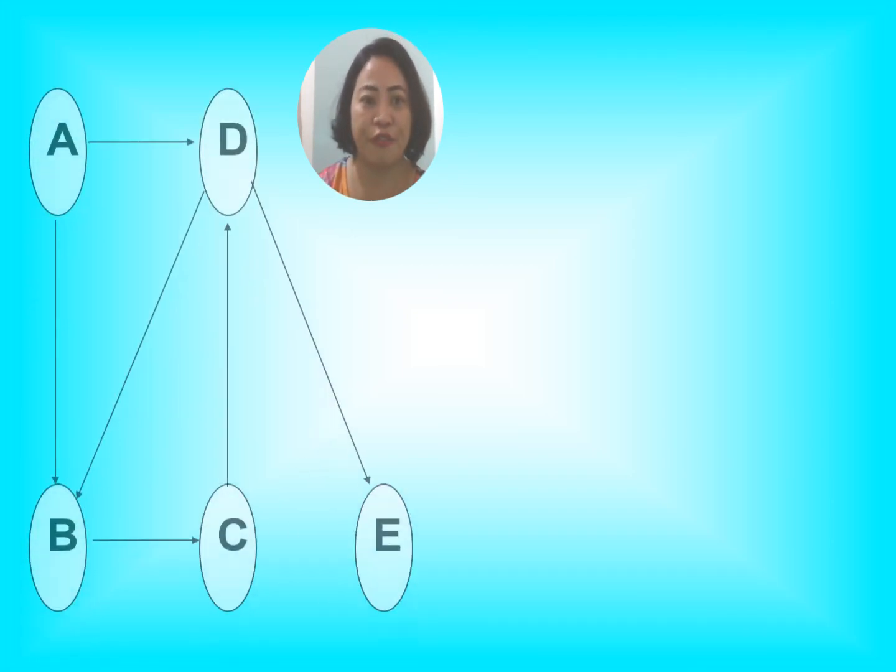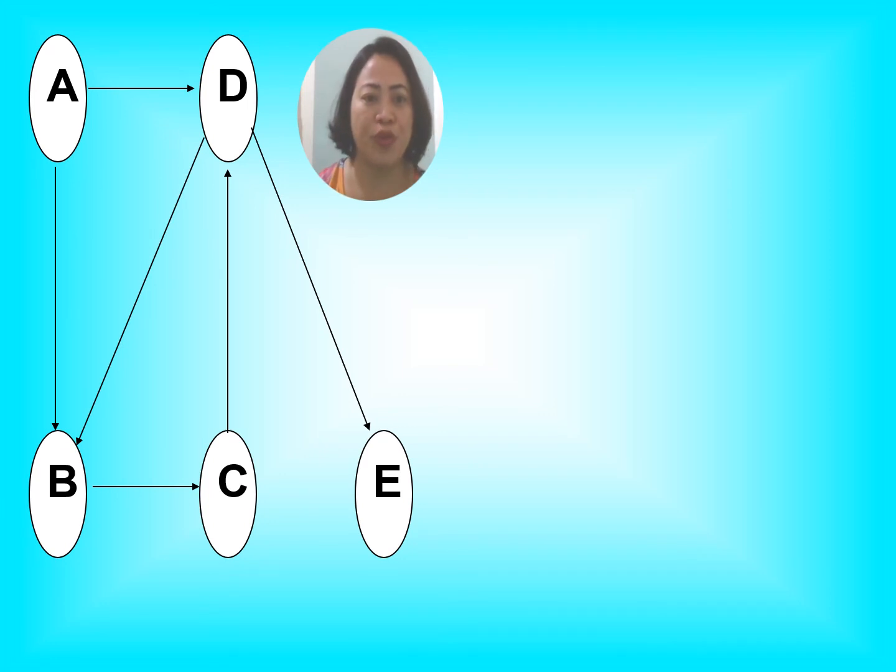Okay, let's have another example. This time, let us have a directed graph or digraph. So we have here a directed graph, the same graph as a while ago. However, the previous one was an undirected graph. So in this case, we have directions. We have arrowheads that simply specify the direction of the path. So let's draw its adjacency matrix.